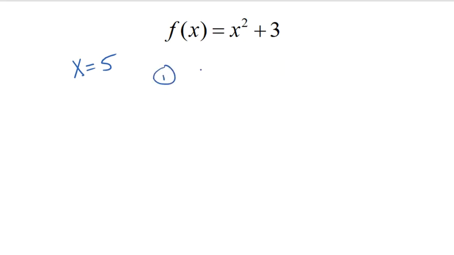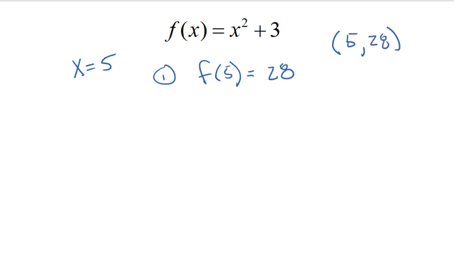So the first thing I have to prove to you is that when I plug 5 into the function, I get a number out. I get a y coordinate out. So let's just check that. So 5 squared is 25. 25 plus 3 is 28. That means that there is clearly a point at (5, 28).